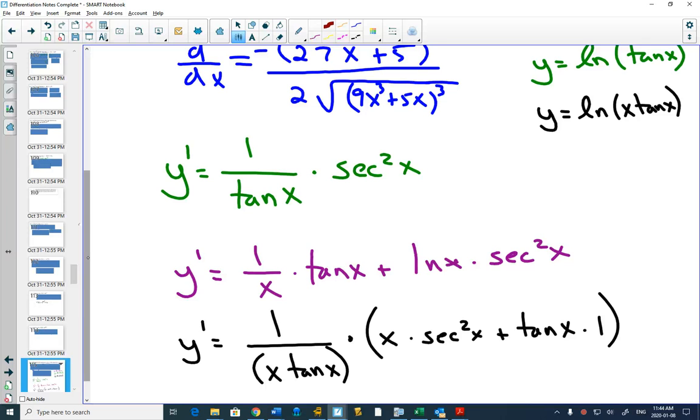And so we had 3 equations that were very similar to begin with in how they looked, but the derivatives look quite different for all 3 of them.